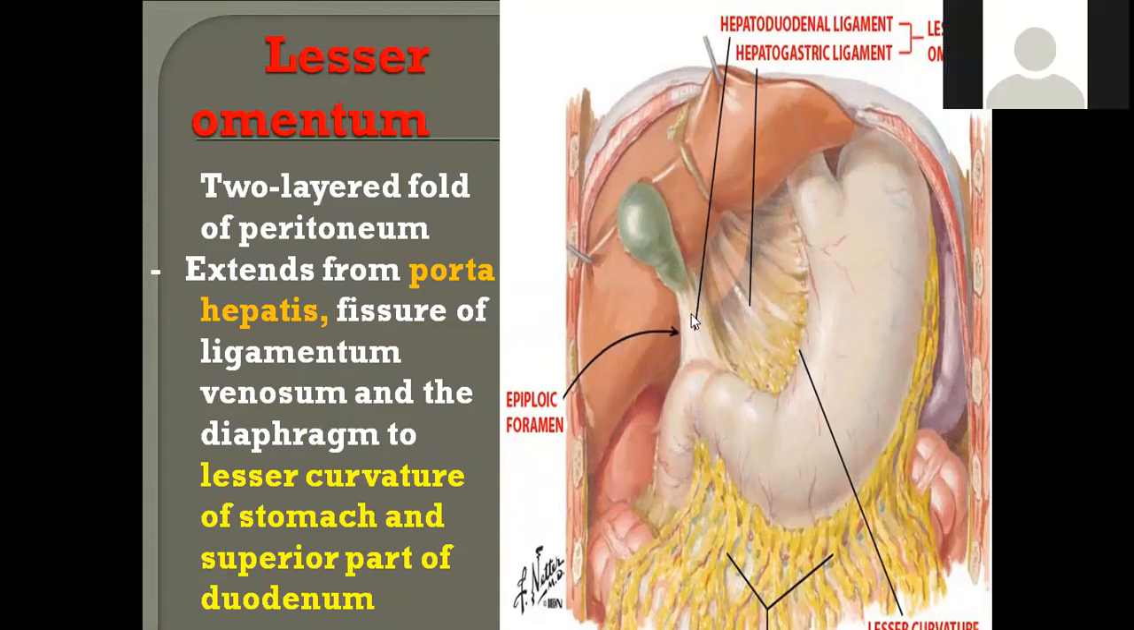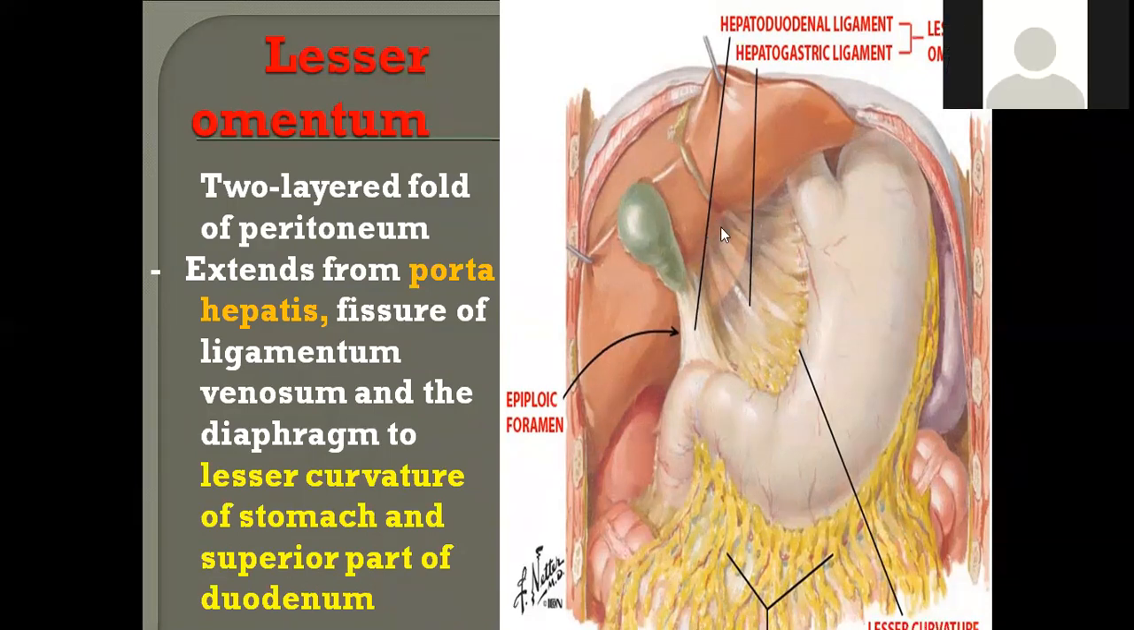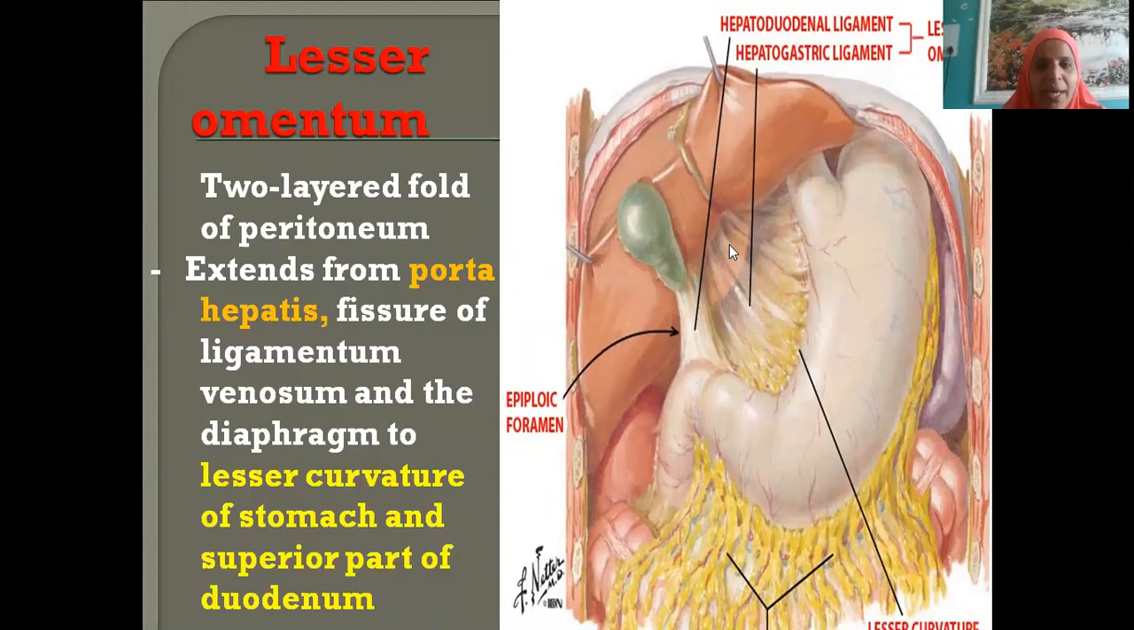Hemalata? Ma'am, portal vein, hepatic artery, and bile duct. Excellent. Anteriorly, I told you we have the VAD structures which are starting from the porta hepatis: portal vein, bile duct, and hepatic artery. I'll show you what the fissure for ligamentum venosum is as we proceed with diagrams. This is continuing till here. What is this muscular partition you have here? Diaphragm. Okay.